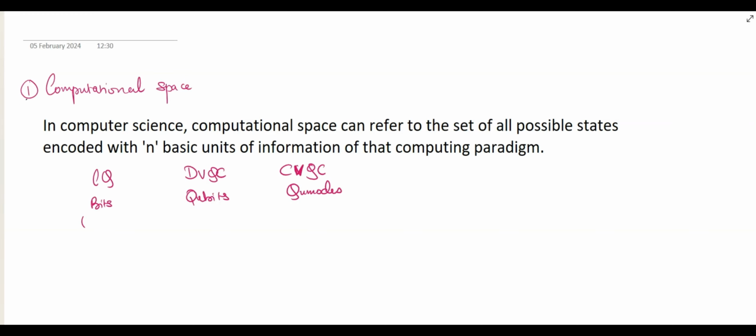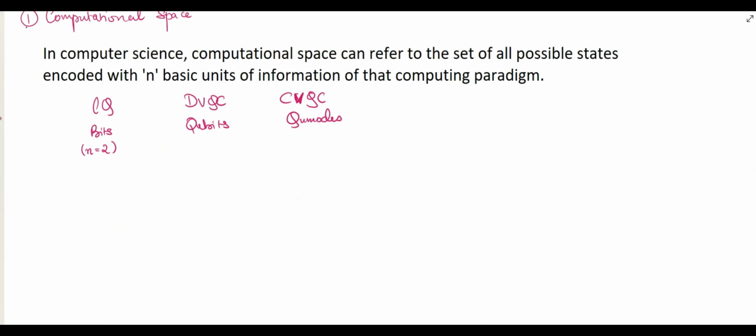So let's say I have two bits available to us. At a particular time, I can encode only two possible states with it: this and this. So let's say the computational space available to us with two bits is 2.